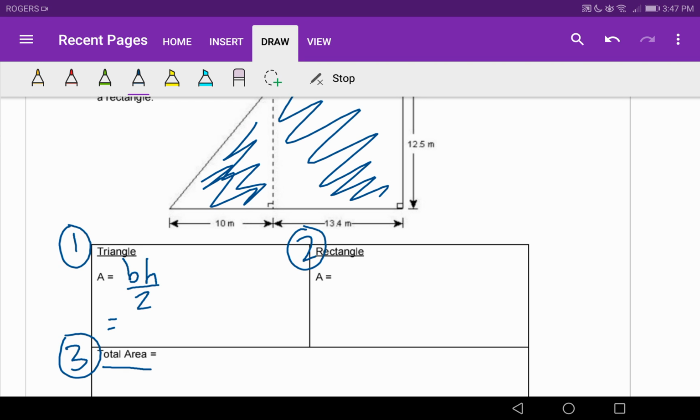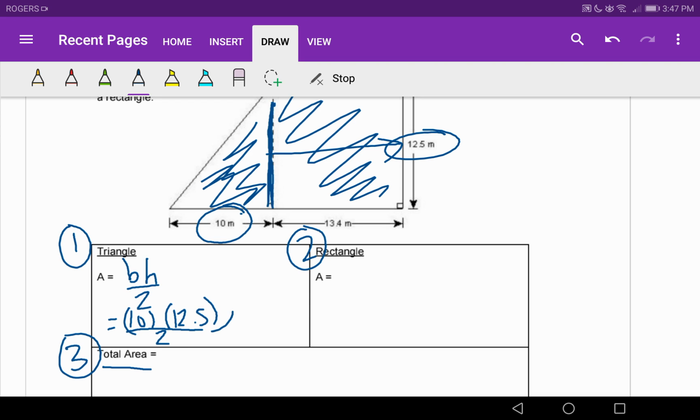So for B, what's my B? What's the base of my triangle? 10. Times, what is my height of the triangle? What is the height of it? H represents height. It's this right here, right? There's your height, 12.5. And don't forget to divide by 2. Do a little arrow going up to the top.